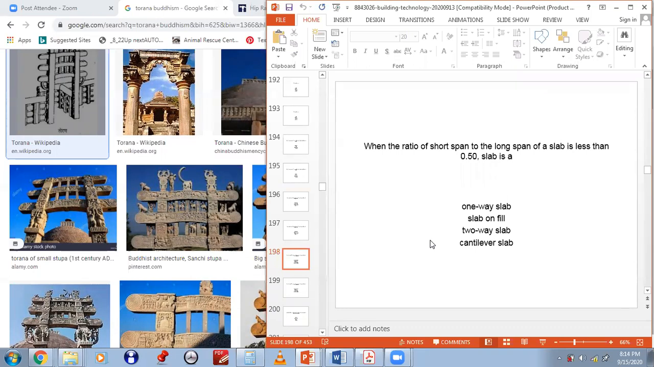Then there is some other question. When the ratio of the shorter span to the long span of the slab is less than 0.5, this is very civil, but you have to know that it's a one-way slab. This is civil calculation, but you need to remember it. So if it's more than 0.5, it is a two-way slab.